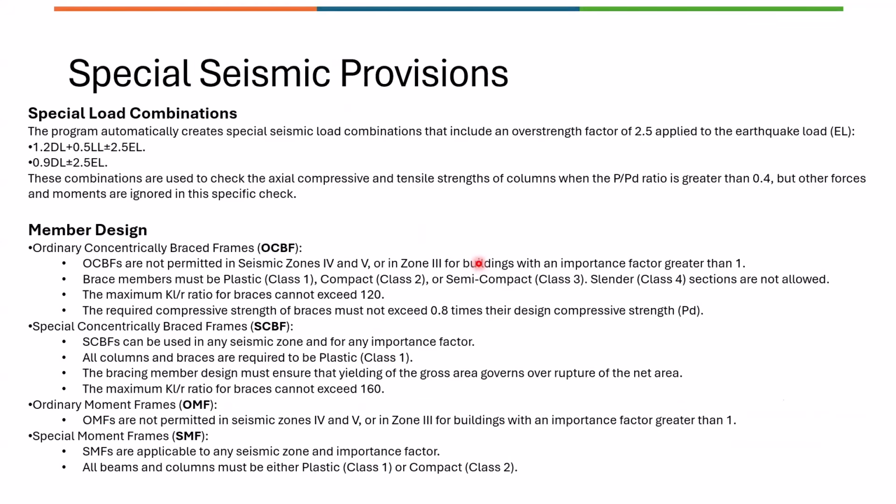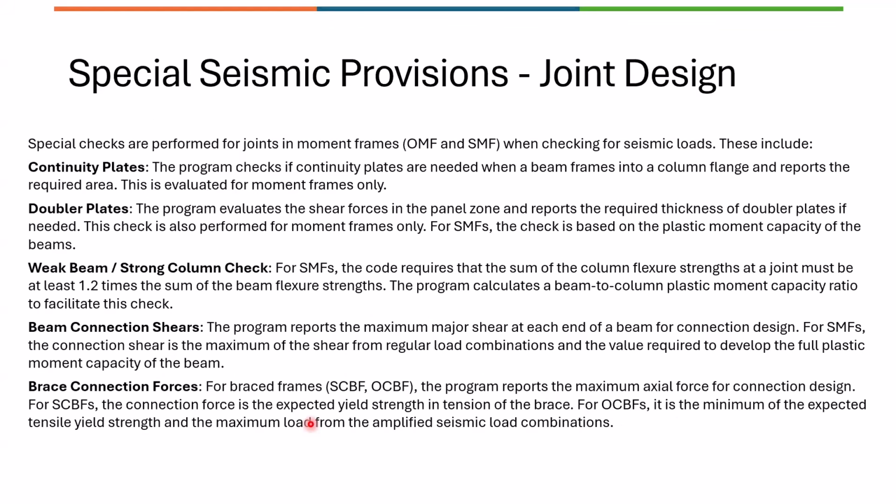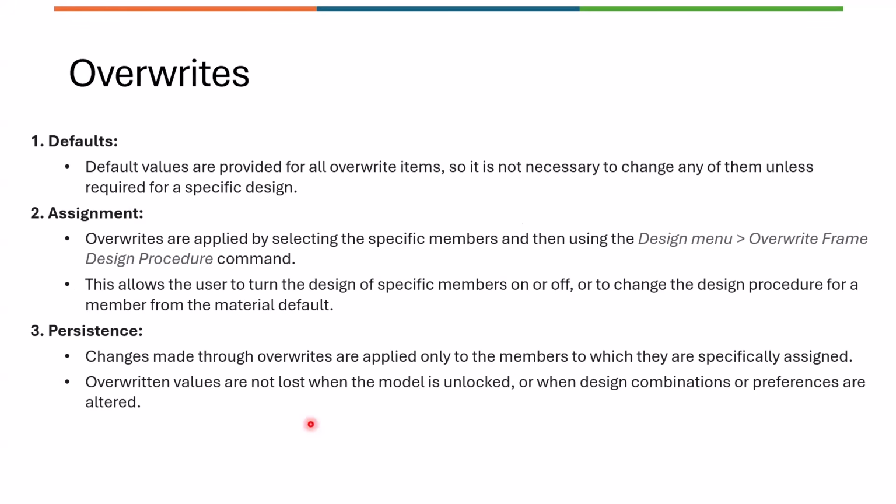And for the special seismic provisions, I will not get into the details, but it takes care of the special load combinations and the member design of particular frame types for different zones, etc. And it will prompt you with messages when it is not fitting that design request for that particular zone. It also covers the joint design. We will not be discussing the joint design in this example.